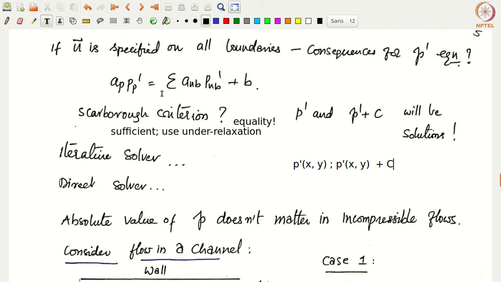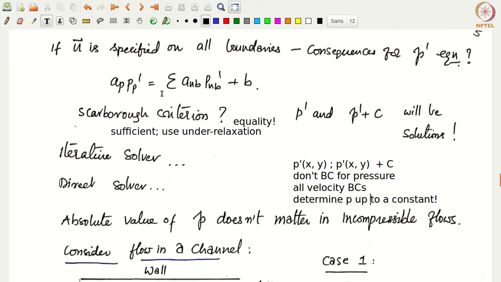So that means when you don't have a boundary condition for pressure, when you specify all velocity boundary conditions, then you can only determine pressure up to a constant, right? You cannot get pressure to an absolute value. You will only get pressure up to a constant, right?